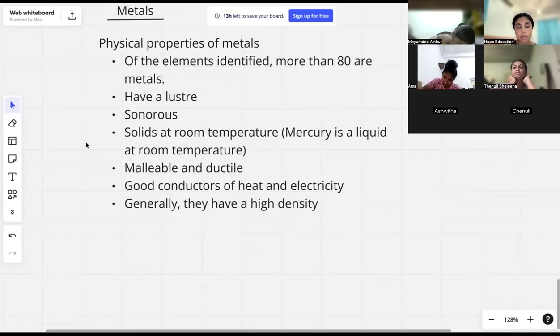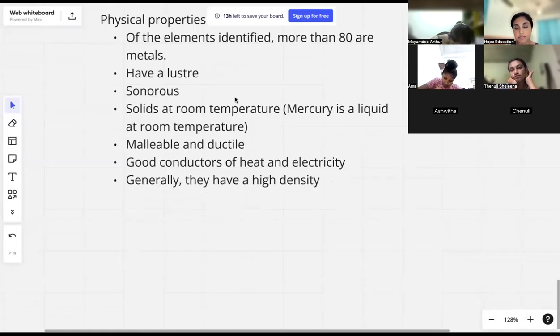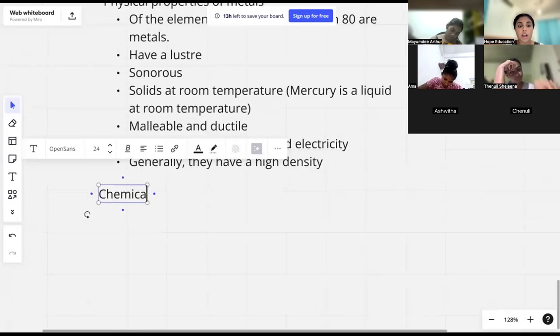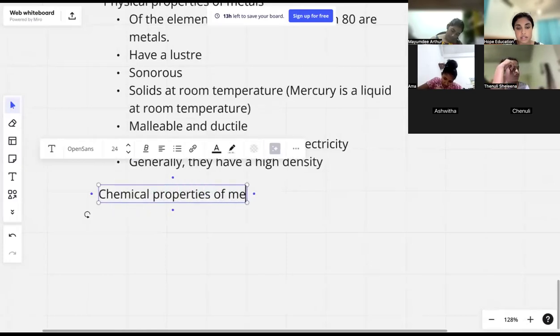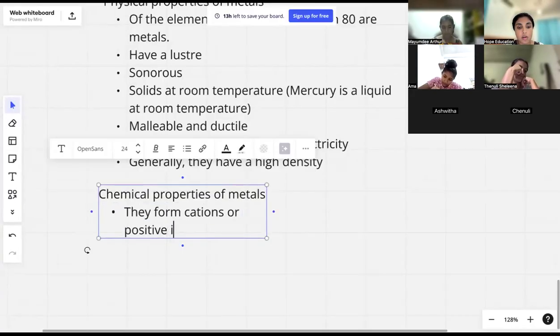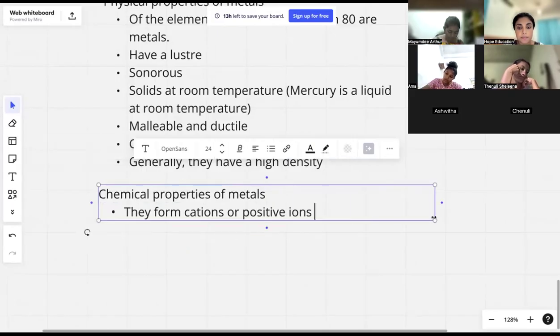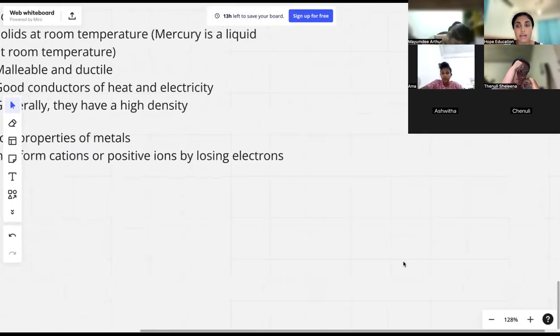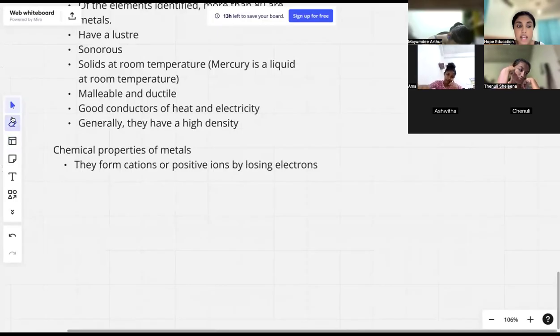Today we have a lot of writing. We'll shorten it as much as possible. Okay. Then next part we are going to talk about chemical properties of metals, right? Chemical properties of metals. First property is they form cations or positive ions by losing electrons, right? Write it down. They form cations or positive ions by losing electrons, right?